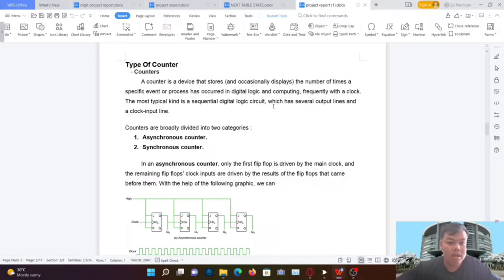First, counter. A counter is a device that stores and occasionally displays the number of times a specific event or process has occurred in digital logic and computing, frequently with a clock. The most typical kind is a sequential digital logic circuit, which has several output lines and a clock line. Counters are divided into two types: asynchronous counters and synchronous counters.